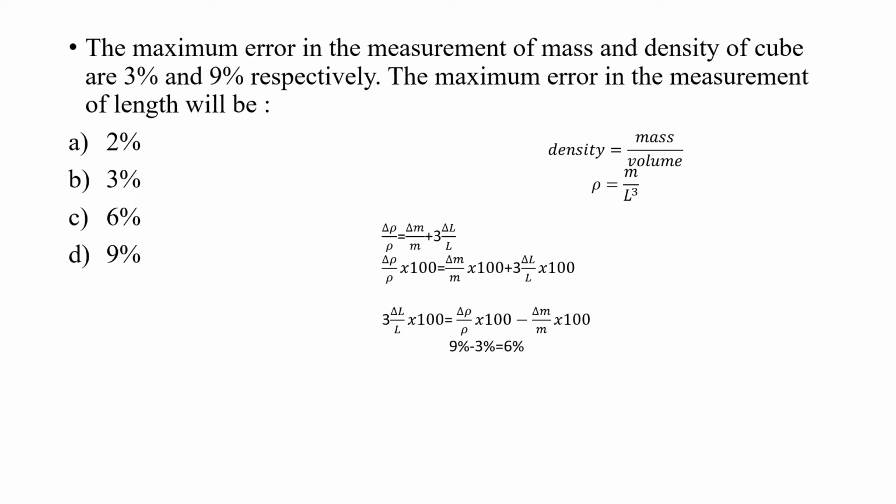You have to find the maximum error in the measurement of length. That is delta L by L into 100, which gives the answer as 2%. Okay. The question again: the maximum error in the measurement of mass and density of a cube are 3% and 9% respectively. The maximum error in the measurement of length will be, the answer is option A, 2%.